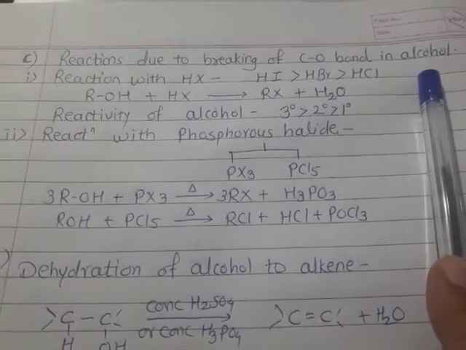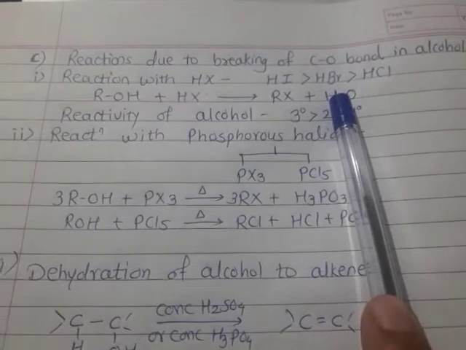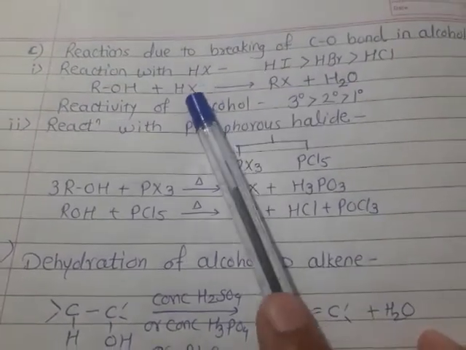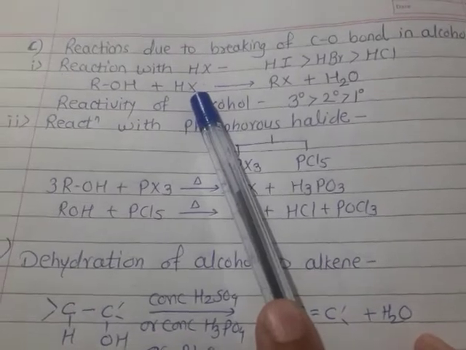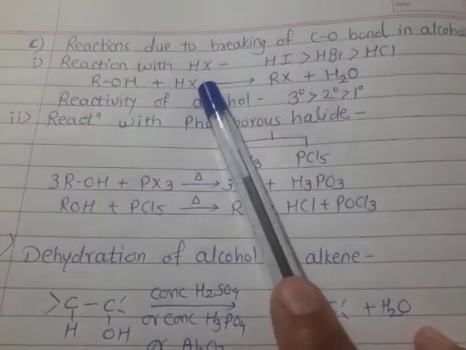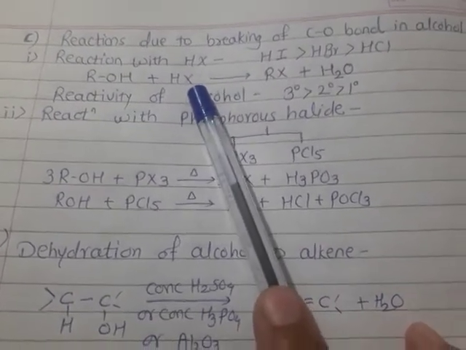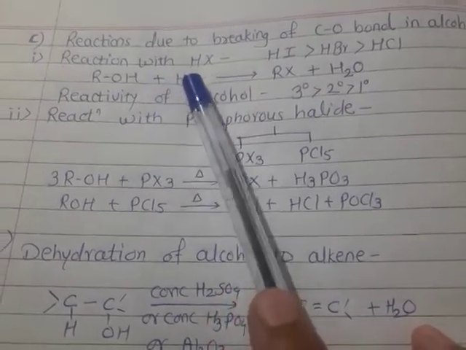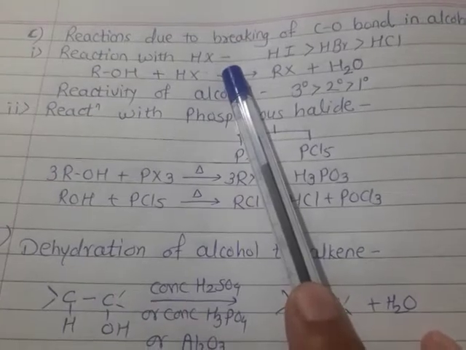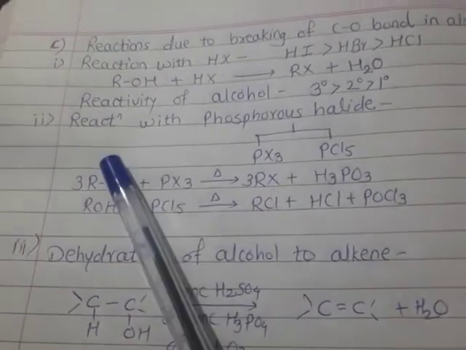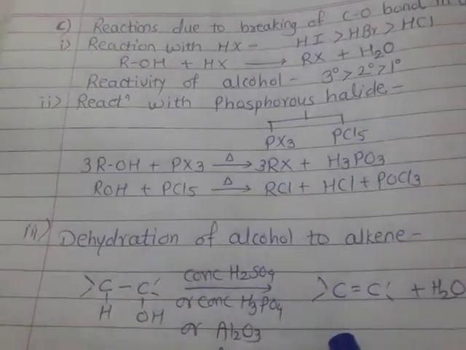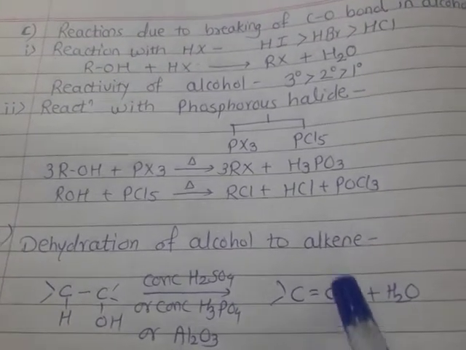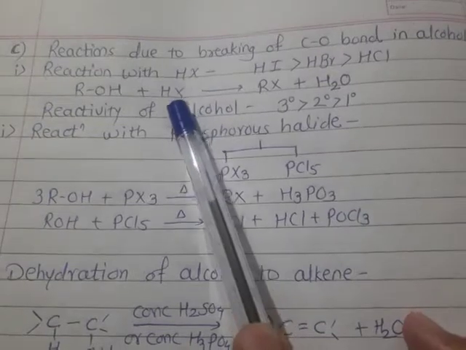Already we have studied these reactions. In our textbook they have not given any reaction related to this. They just said to refer to this point in the standard 11th or 12th. For example, the first reaction is with HX. This we discussed in halogen derivatives. Second, with phosphorus halides, in halogen derivatives. Dehydration of alcohol, in 11th standard. So accordingly they have given explanation.